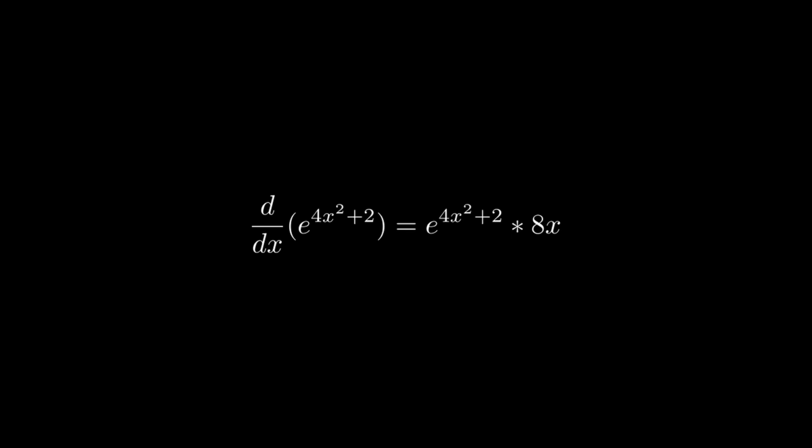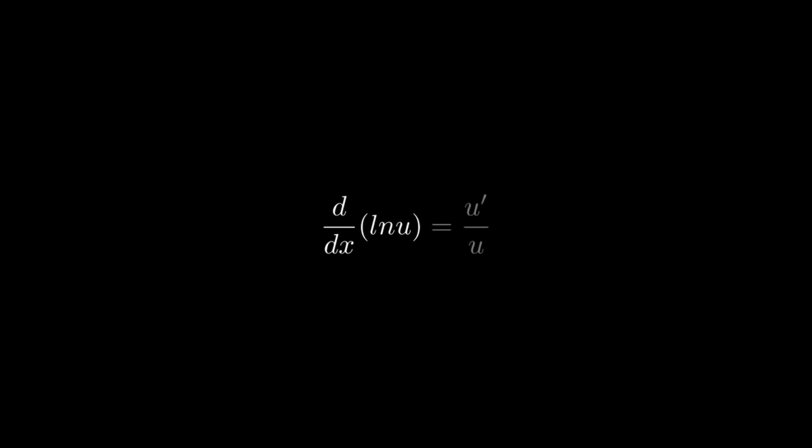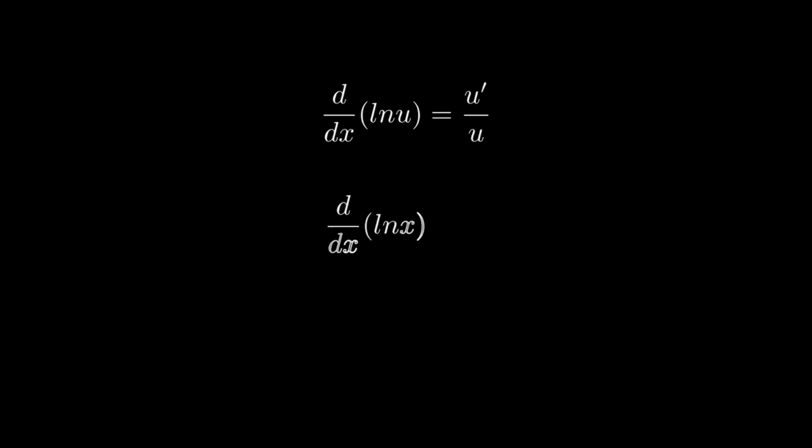Now let's talk about natural logs. If we need to take the derivative of ln u, then it would simply be u prime divided by u. So if we have ln of x, it would simply be 1 divided by x, because the derivative of x is equal to 1. Let's say we need to take the derivative of ln of x squared plus 5. Feel free to pause the video if you want to. The answer of that would simply be 2x divided by x squared plus 5.